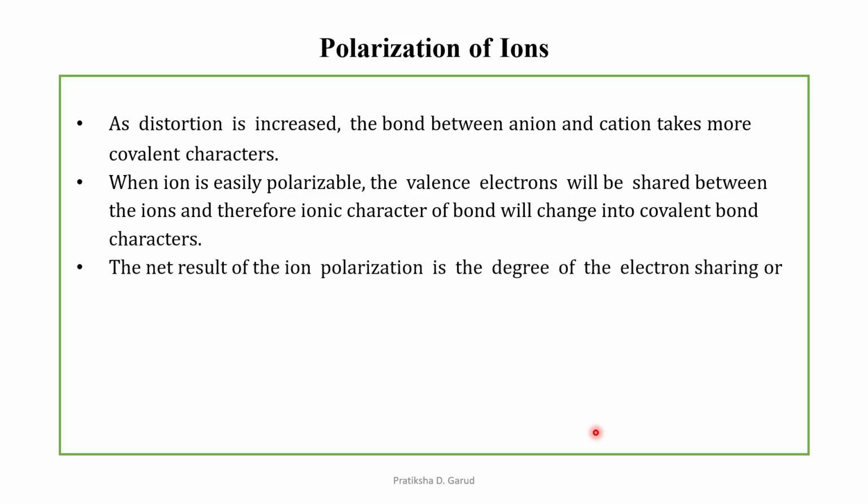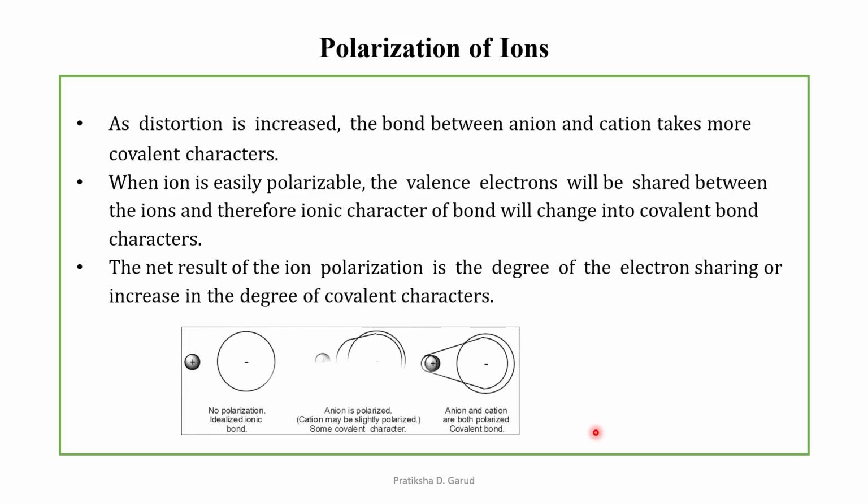The net result of ion polarization is the degree of electron sharing, or an increase in the degree of covalent character. This is also explained by using this figure. First of all, we have the ionic bond between the cation and the anion. The cation is small in size, the anion is large in size. Then further, there will be somewhat of a polarization, or somewhat covalent character, right?